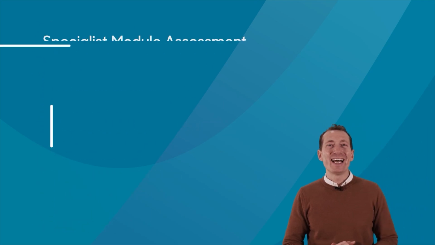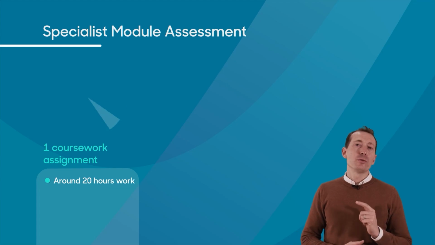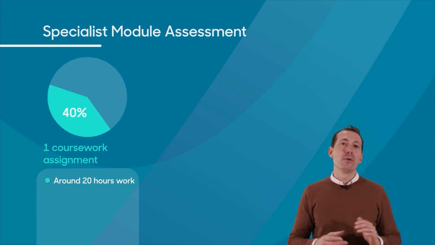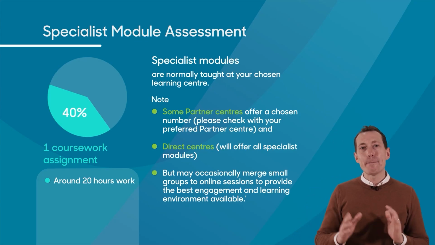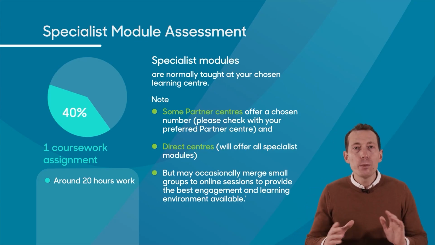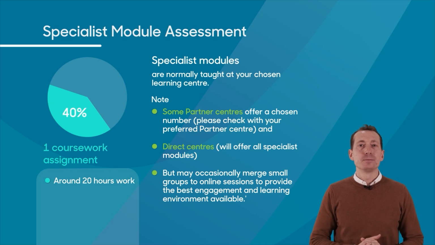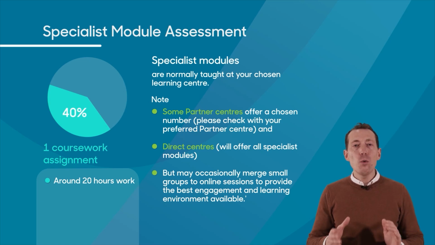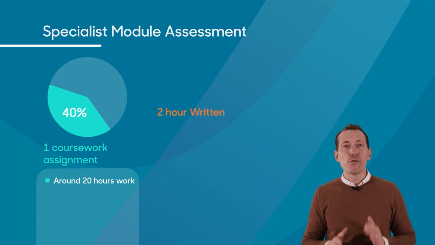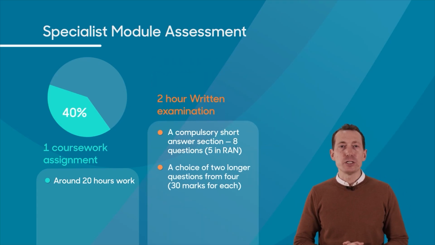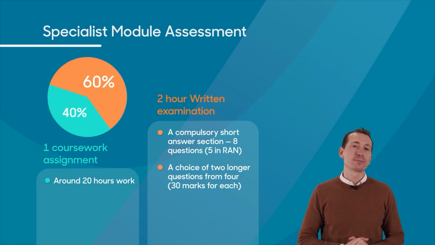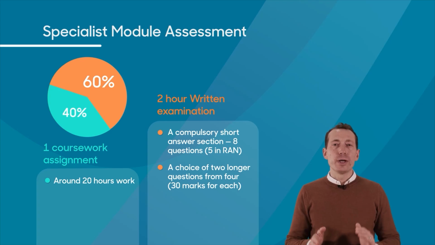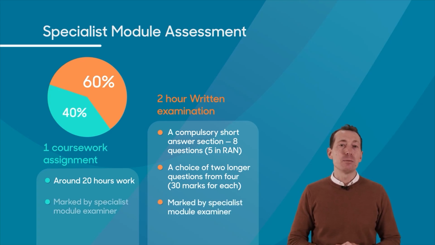Each specialist module has a single coursework assignment, which contributes 40% of the final mark for that module. Typically, the specialist modules are taught in the 2nd semester at partner centres. Not all modules are offered at all partner centres. However, all modules are available through the IOA Direct Learning route. There is a 2-hour written examination in June for each specialist module, which contributes 60% of the final mark for that module. Both the coursework and the examination are marked by specialist module examiners.